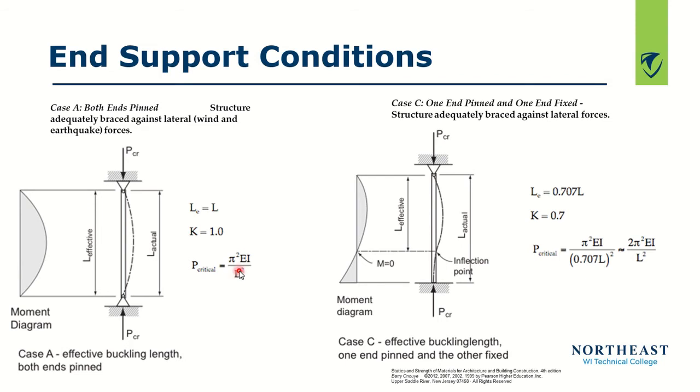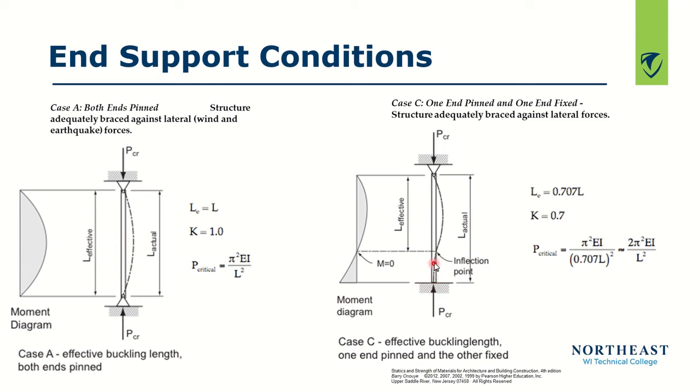Okay, now let's take a look at this one. There are many more conditions, but these are the typical ones you find in residential construction. Okay, K C, one end pin and one end fixed, structure adequately braced against lateral forces. We don't talk about lateral forces, that's a whole other design. This can mimic a column embedded into concrete in your basement. You know those jack posts that you put in a basement underneath a beam, those are supposed to be embedded into concrete. If they're embedded into concrete a certain depth, they're not free to rotate.